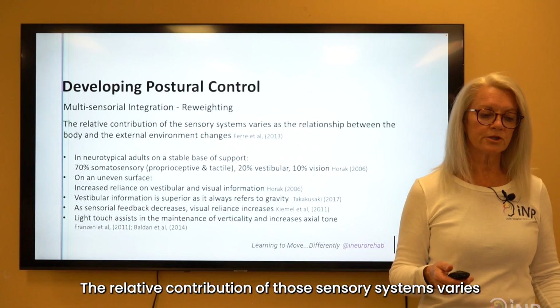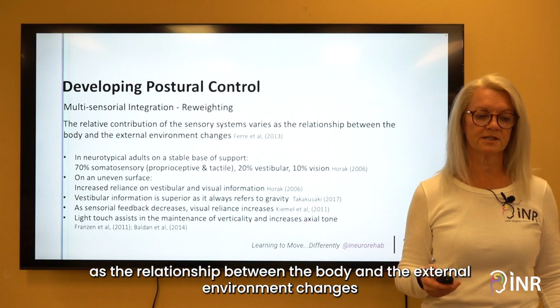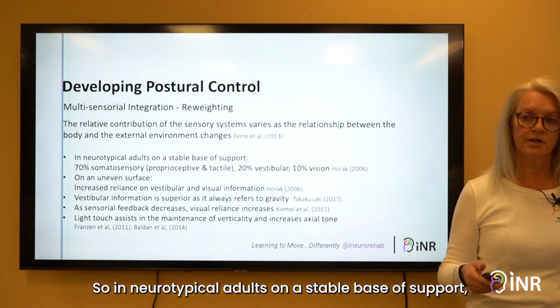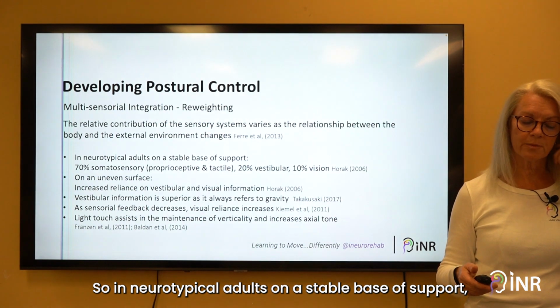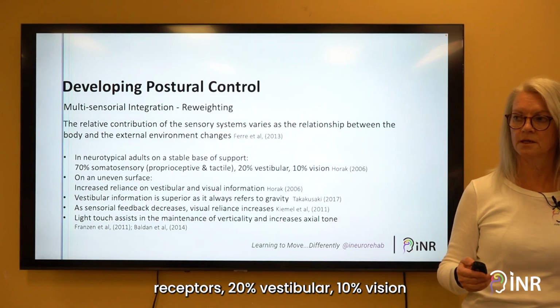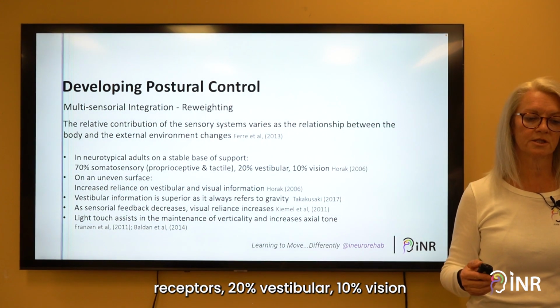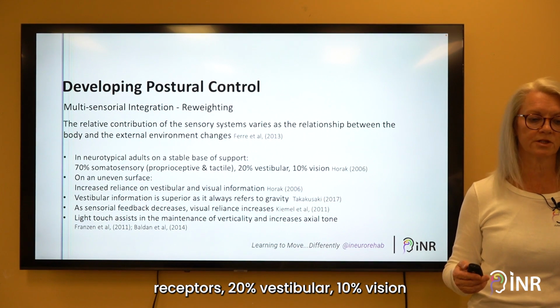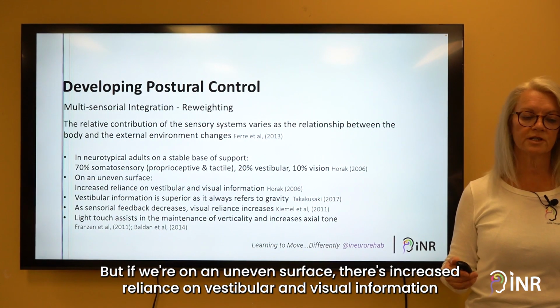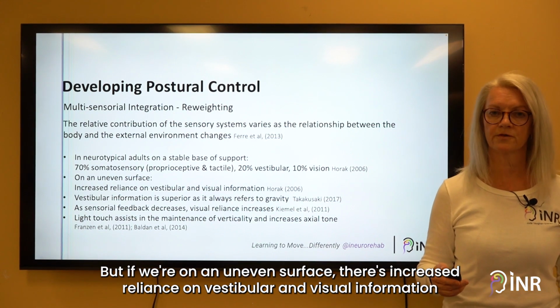The relative contribution of those sensory systems varies as the relationship between the body and the external environment changes. So in neurotypical adults on a stable base of support, 70% of the information is coming from our proprioceptive and tactile receptors, 20% vestibular, 10% vision. But if we're on an uneven surface, there's increased reliance on vestibular and visual information.